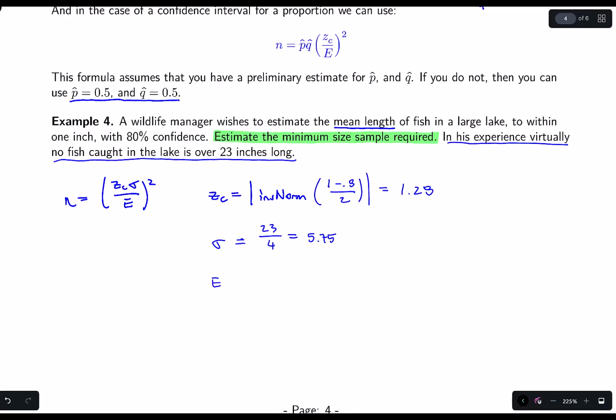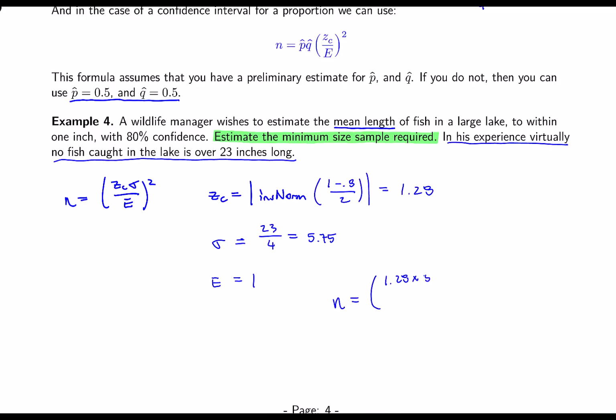The margin of error should be stated somewhere in the problem. So the wildlife manager wishes to estimate the mean length of fish to within 1 inch. So it wants the real value to within 1 inch, so the margin of error is 1 here. So the minimum sample size then is going to be 1.28 times 5.75 divided by 1 squared.